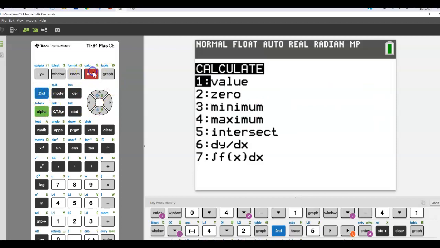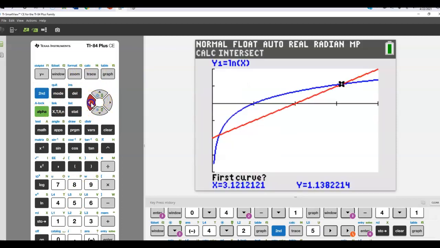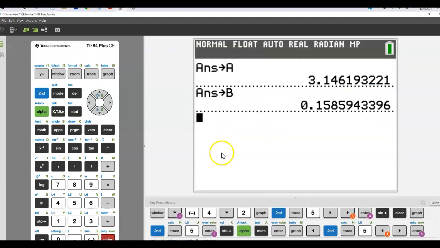Now we're going to go ahead and push second calc. We're going to find that other intersection point. Once again, you push second calc and then 5 for intersect. Scroll to where they're meeting approximately and push enter 3 times. And there's my other intersection point. Once again, I'm going to store that. And we get that. All right.